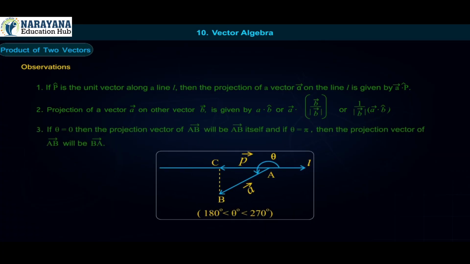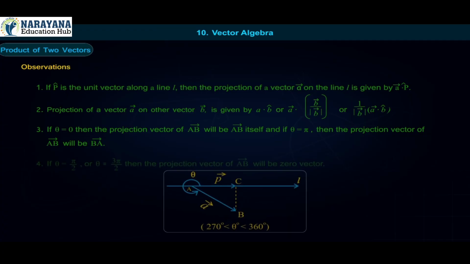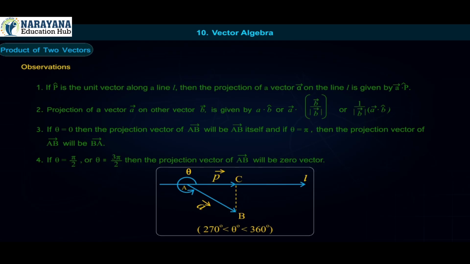If theta is equal to 0, then the projection vector of vector AB will be vector AB itself, and if theta is equal to pi, then the projection vector of vector AB will be vector BA. Number 4. If theta is equal to pi by 2 or theta is equal to 3 pi by 2, then the projection vector of vector AB will be the zero vector.